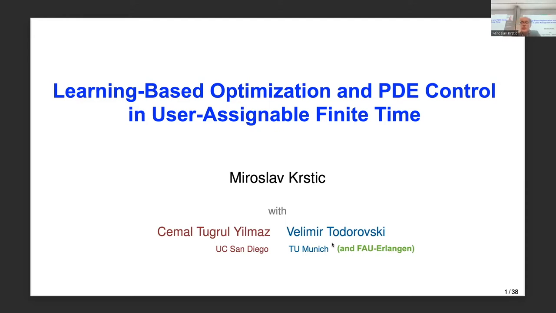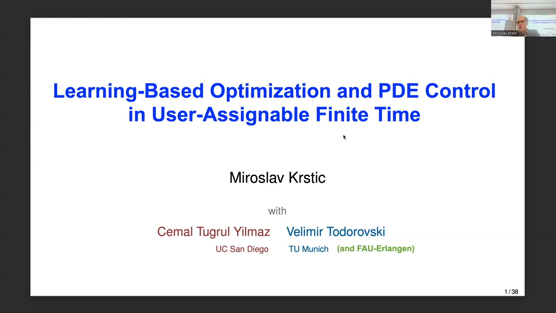As you can see, the title contains some user-assignable finite time. So this relates to recent efforts in this field of extremum seeking to advance from exponential convergence rates, provable exponential stability properties and convergence rates, to arbitrarily short user-assignable, in spite of uncertainties, finite times of convergence. And I will speak about two results.